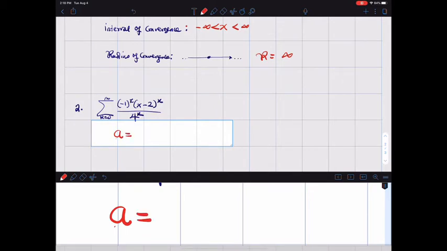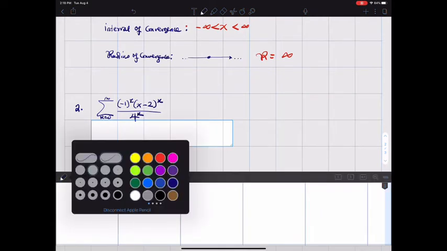The center is equal to, why am I writing this in red now? I want blue, even though I went red the last time. Now I'm just going to go blue, do everything with blue.